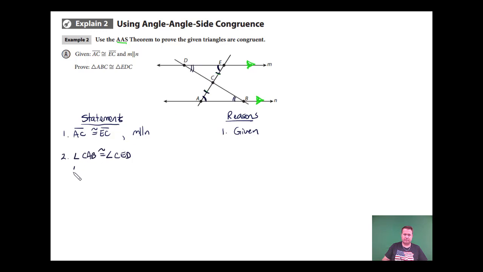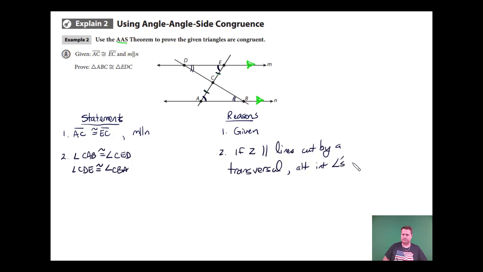CDE, angle CDE is congruent to angle CBA. And the reason is, if two parallel lines, and we can kind of abbreviate this a little bit, if two parallel lines are cut by a transversal, then we know alternate interior angles are congruent. And that's about as much as we can abbreviate there.